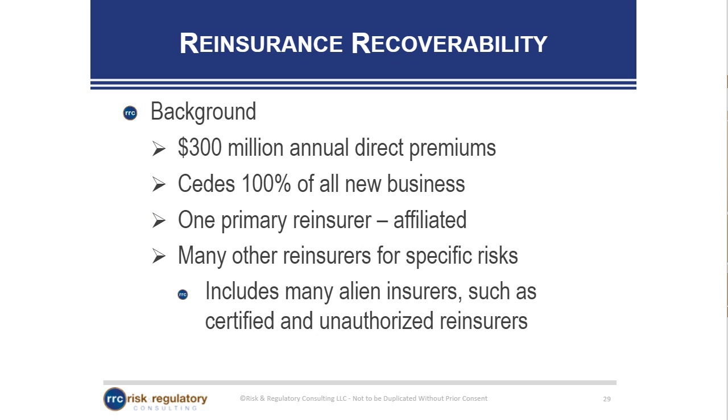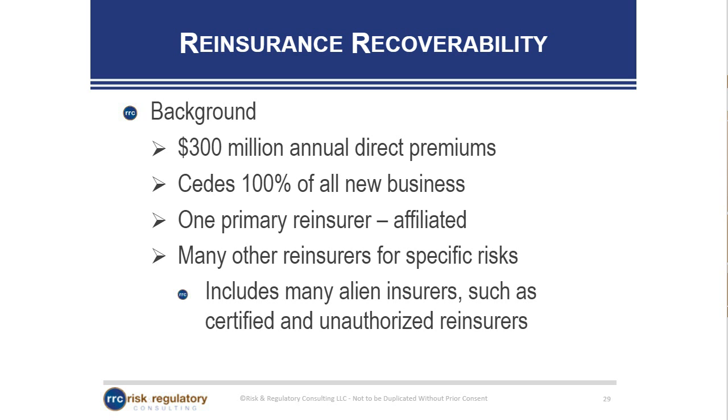So let's take an example and walk it through. We have, in this case, a company that writes $300 million in annual direct premiums. They cede 100% of all the new business that was written. I say it that way because the business before 2016 was retained by the company, so you'll see some reserves on the books of the company, but all new business is 100% ceded. And there's one primary insurer involved.